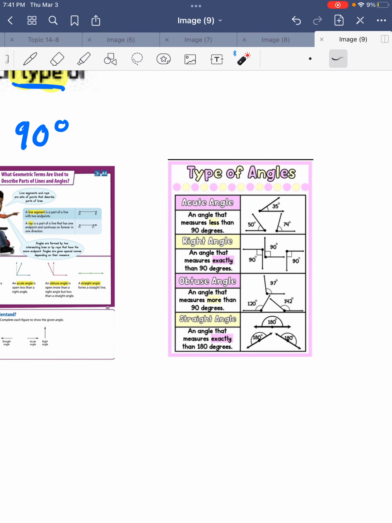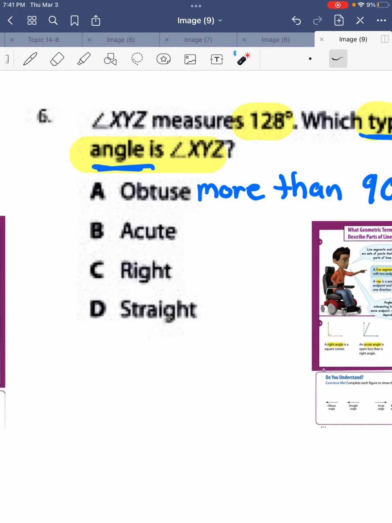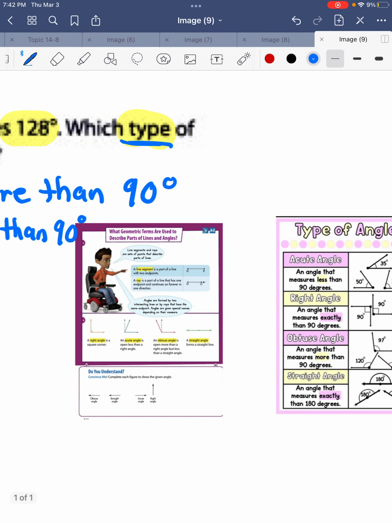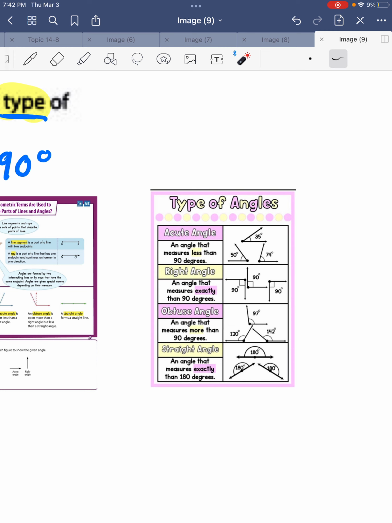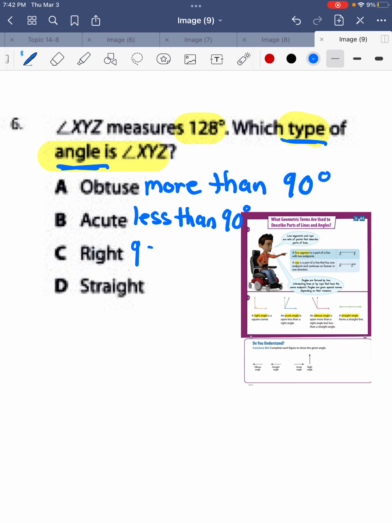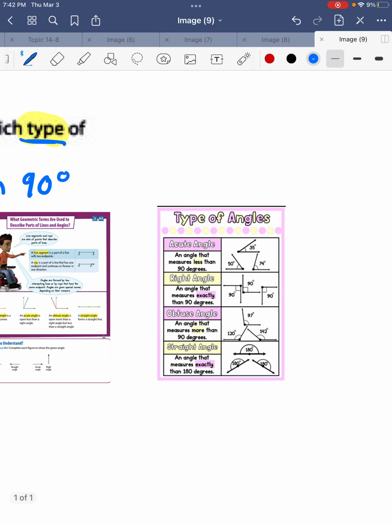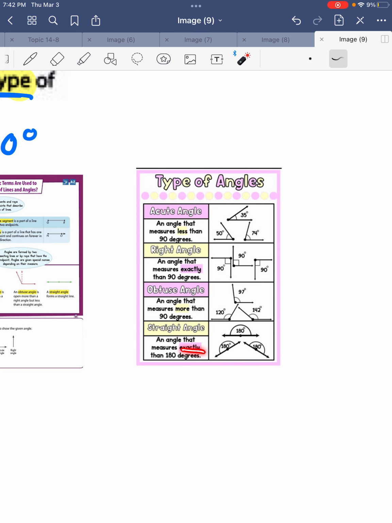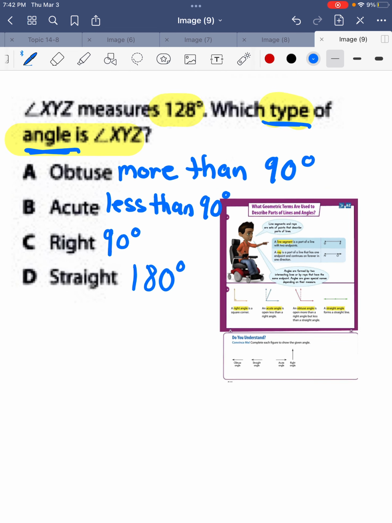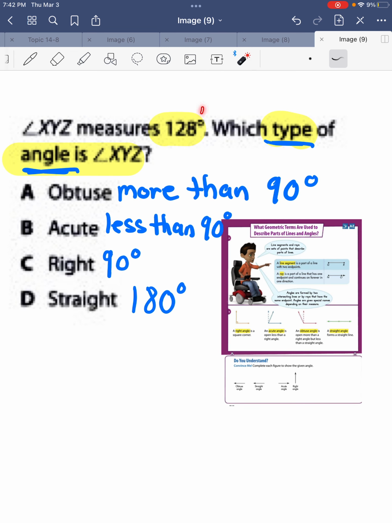Let's see what an acute measures. It says acute measures less than 90 degrees. So I'm going to write that over here. Less than 90 degrees, okay? A right angle, I'm going to go over here. It measures exactly 90 degrees. So I'm going to put that over here. 90 degrees. And a straight angle measures exactly 180 degrees. So I'm going to put that 180. Okay? So now I'm looking for one that measures 128.